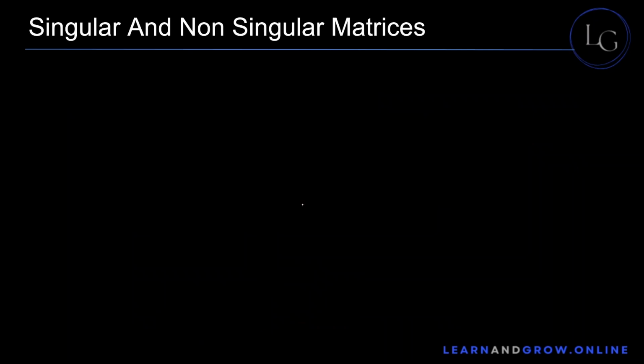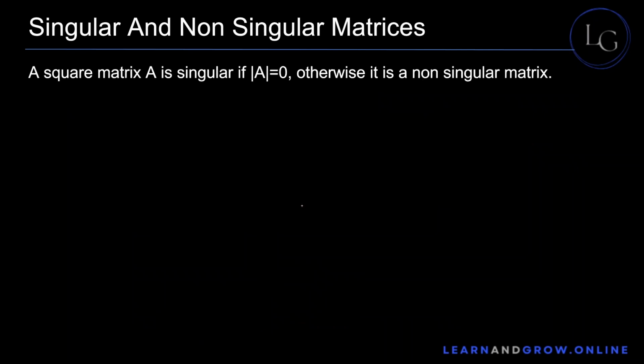What are singular and non-singular matrices? So a square matrix A is singular if the determinant of A is equal to 0. Otherwise it is non-singular. So a square matrix A is singular if the determinant is 0, and if it's not 0, it's non-singular. That's about it.